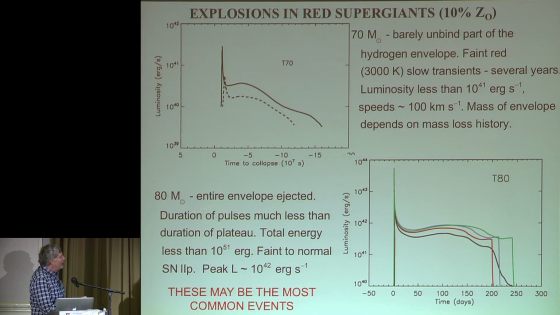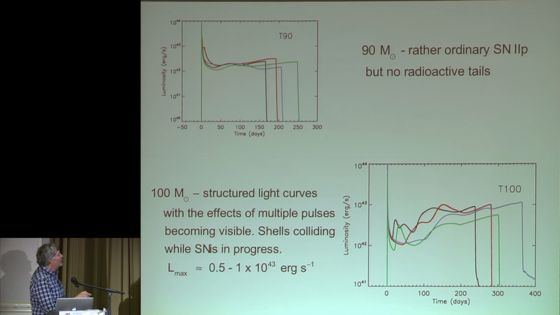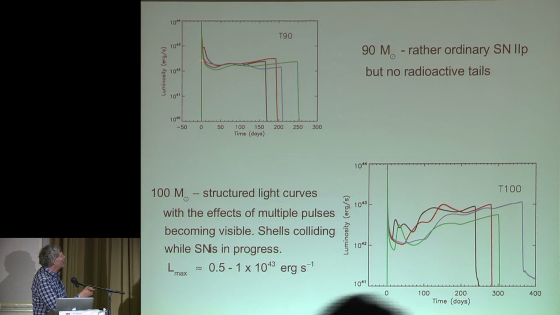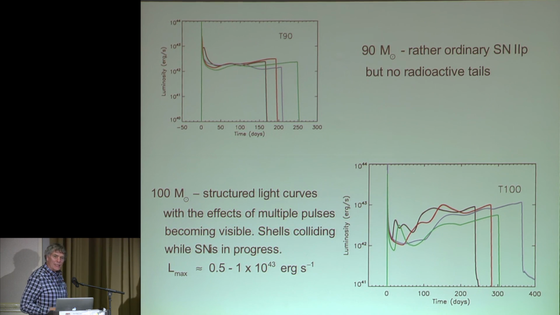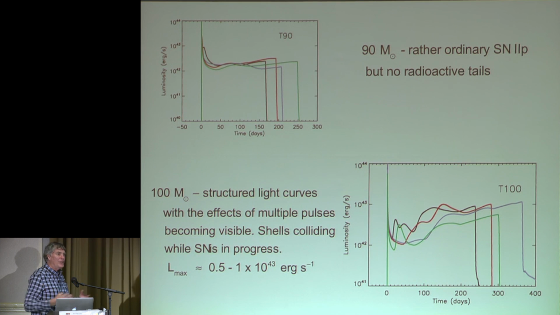You go on up to 80 solar masses. Well, same thing, only broader and brighter. And it may last 200 days and look like a subluminous type 2P. And you might have seen these. Go on up a few more solar masses, then it looks very much like a 2P. It has a luminosity of a couple times 10 to the 42 and lasts for 100-something days, but no radioactive tail, because all the radioactivity is going in the hole.